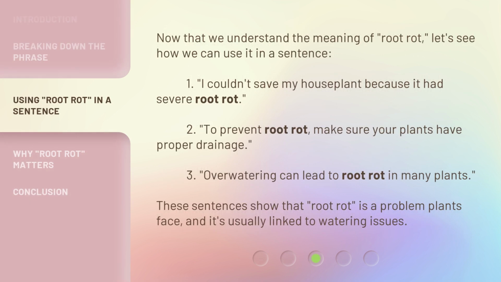Now that we understand the meaning of root rot, let's see how we can use it in a sentence. 1. I couldn't save my houseplant because it had severe root rot. 2. To prevent root rot, make sure your plants have proper drainage. 3. Overwatering can lead to root rot in many plants. These sentences show that root rot is a problem plants face, and it's usually linked to watering issues.